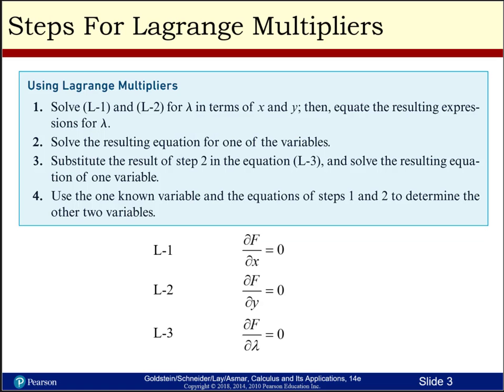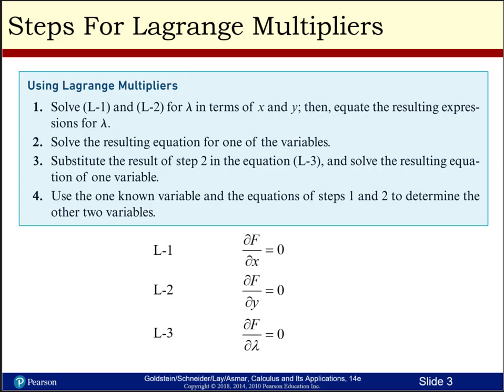So here's our steps for Lagrangian multipliers. We're going to solve L1 and L2 for lambda in terms of x and y, then equate the resulting expressions for lambda. We kind of did a little bit of that last time in finding those partials and equating. So solve the resulting equation for one of the variables. Substitute the result of step 2 into the equation L3 and solve the resulting equation of one variable. Use the known variable and the equations of step 1 and 2 to determine the other two variables.